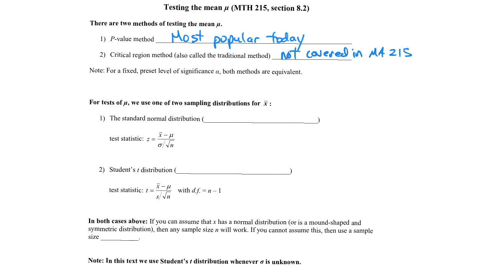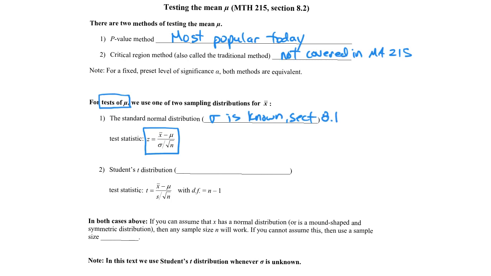So for tests of the mean, which is what we are working with, for tests of population mean mu, we use one of two sampling distributions for x bar. Well, we can use a standard normal distribution if sigma is known, and that was in section 8.1. That's what we just looked at. And this is our test statistic, or the z-score for the test statistic, which is what we used in 8.1.